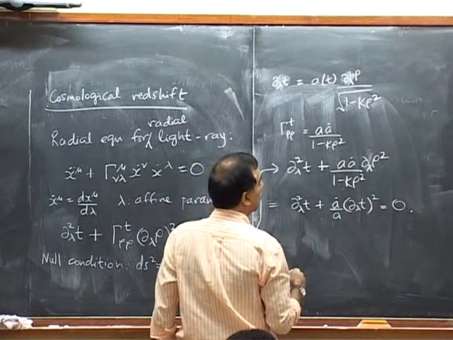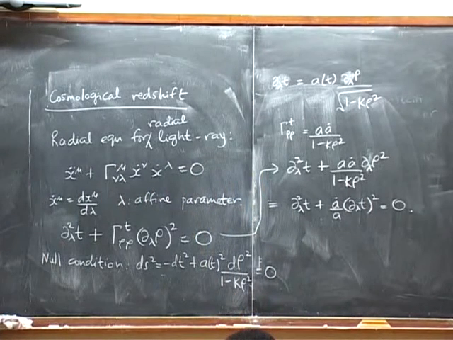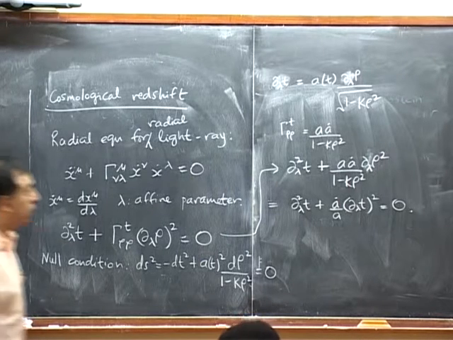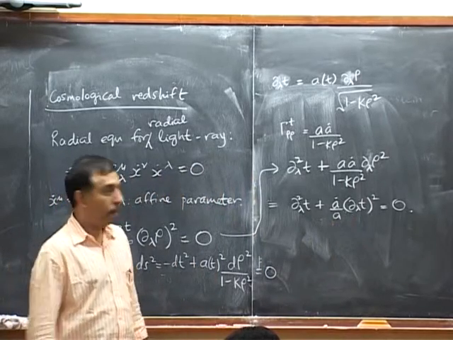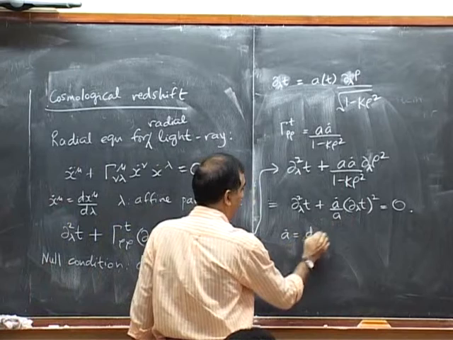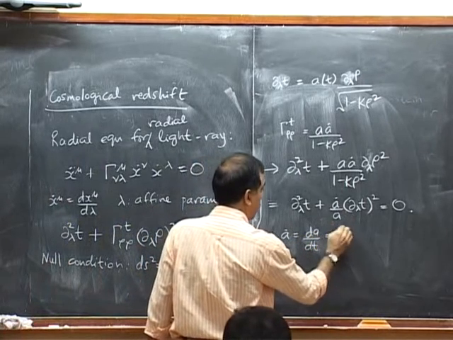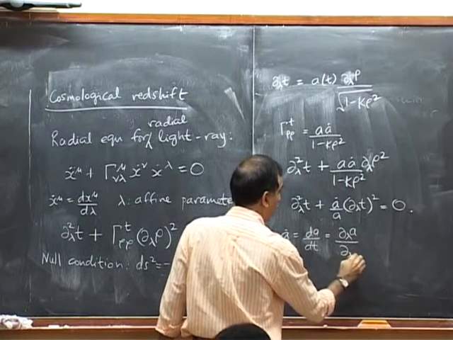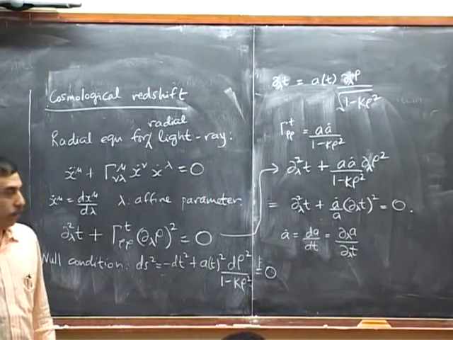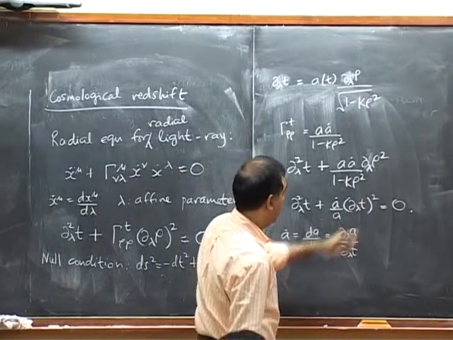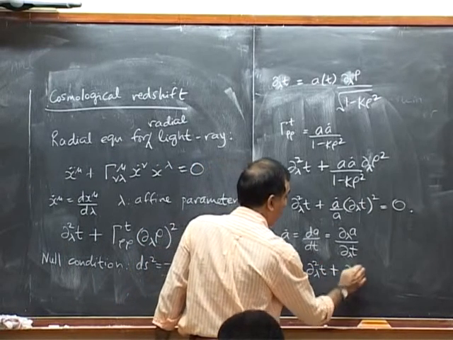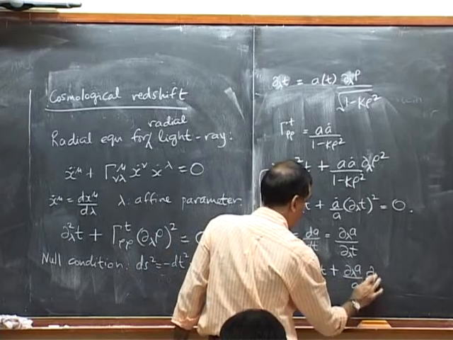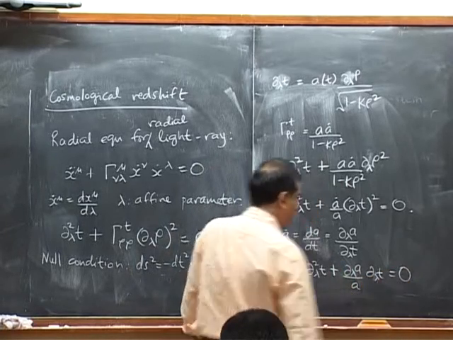Yes, good, this is fine. But what is a dot? This is supposed to be a differential equation in lambda, right? So a dot is dA by dt. That's the same as del lambda of a upon del lambda of t. So one factor of del lambda of t drops out, and I get del lambda squared t plus del lambda of a upon a times del lambda of t equals 0.